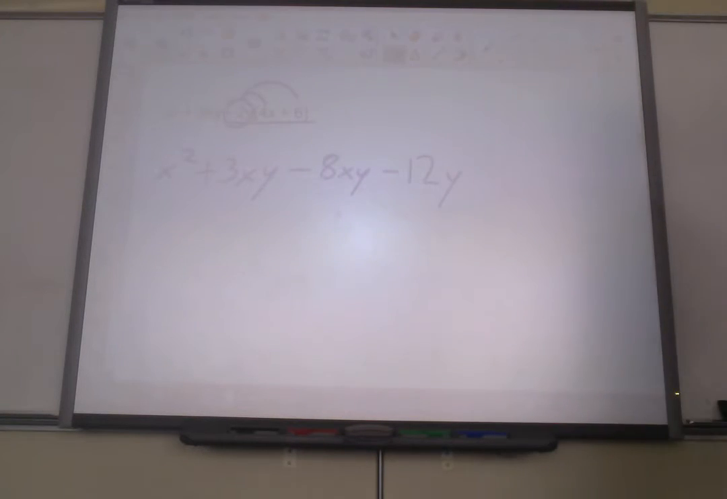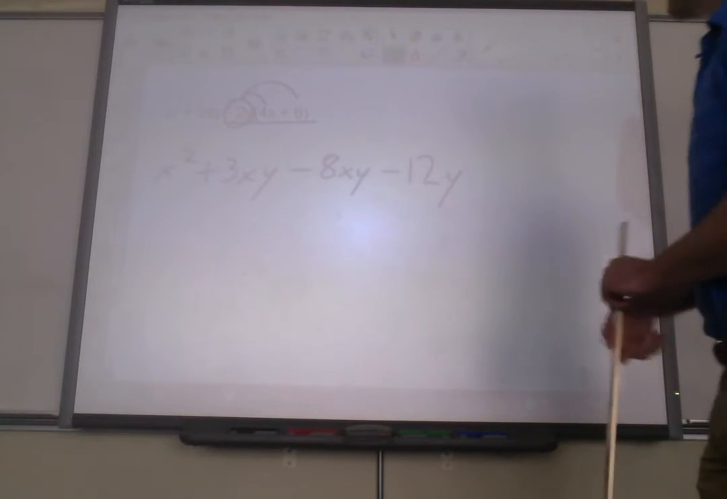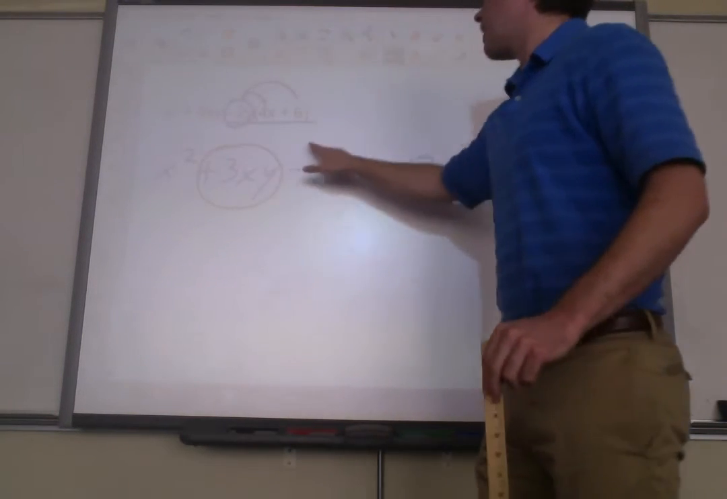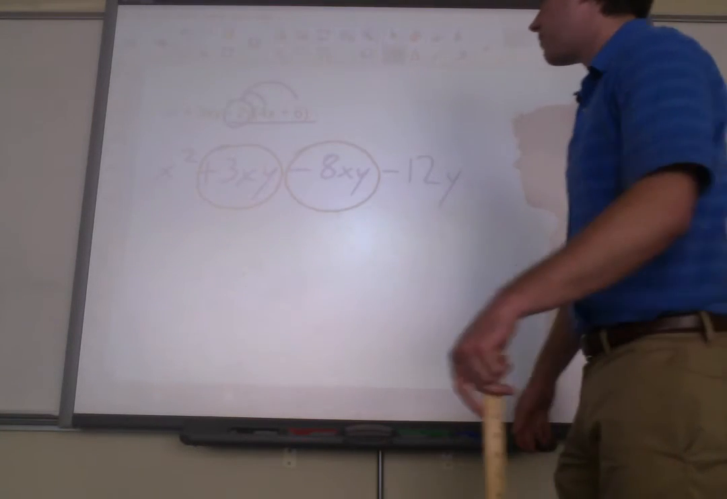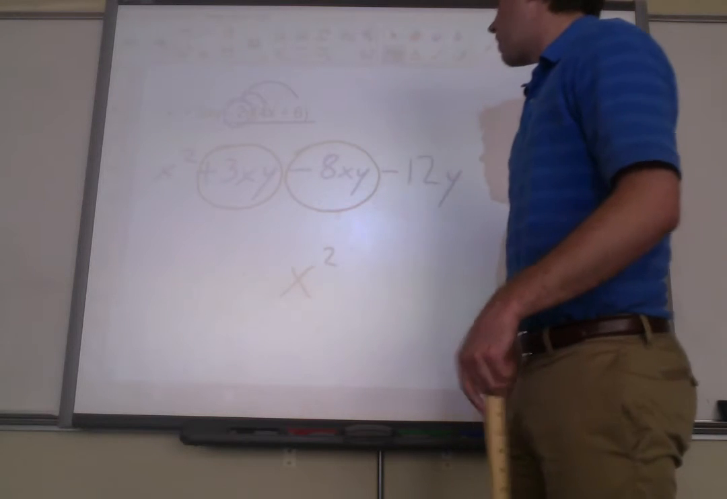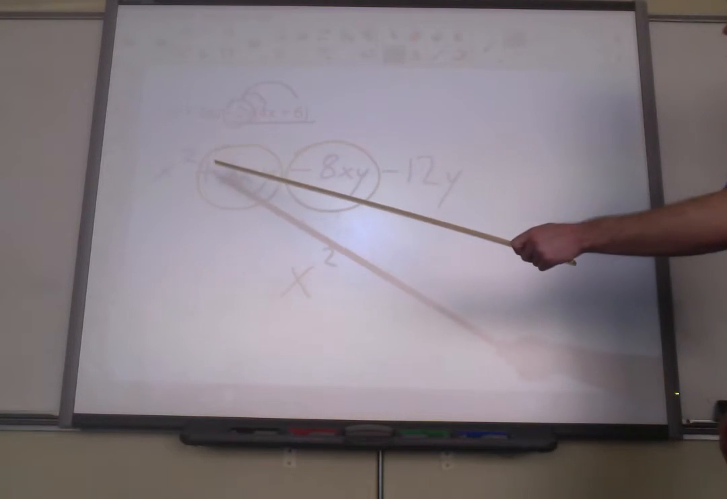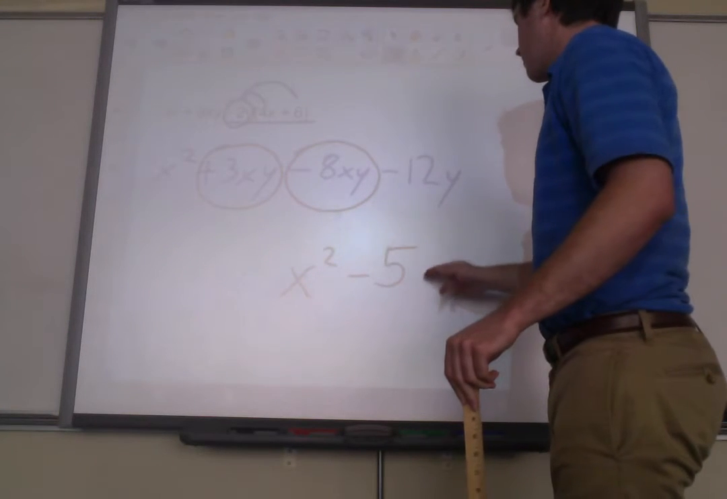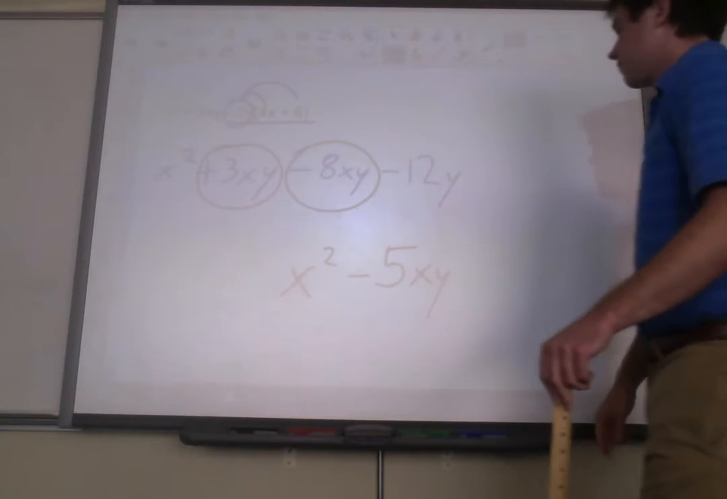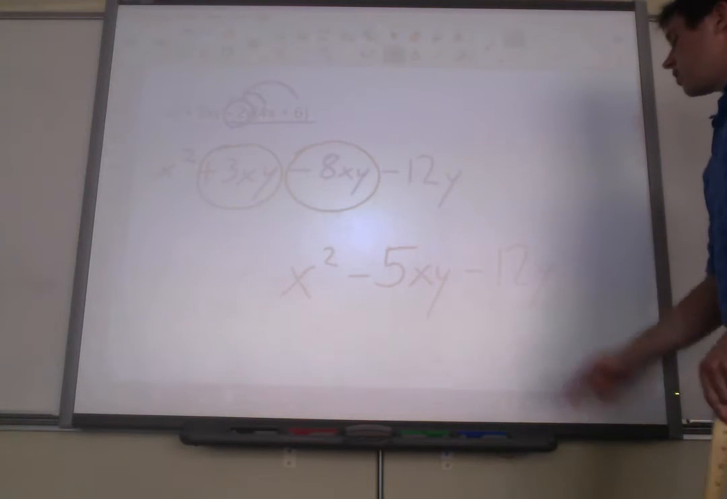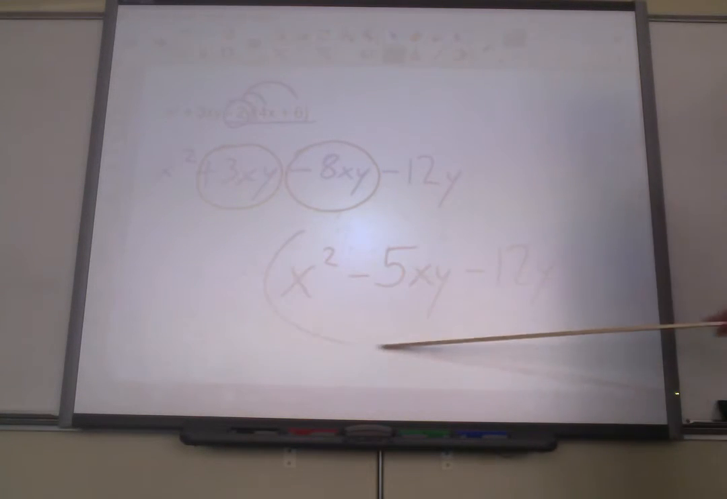So this is what we have now. We're just going to combine like terms, and the only two terms we have up here that are alike are this positive 3xy and negative 8xy. So bring x squared down first, x squared, and then after we combine these, we've got positive 3 plus negative 8. That's negative 5xy. And finally bring the minus 12y down, and there is our final answer after we've combined those terms.